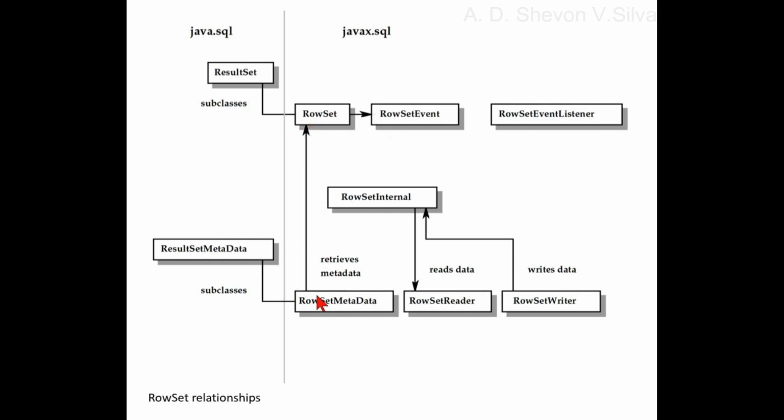Here the RowSetMetaData is connected to RowSet via retrieve metadata. Here RowSetMetaData subclasses ResultSetMetaData. Here RowSetInternal is connected to RowSetReader via reads data. Here RowSetWriter is connected to RowSetInternal via writes data.